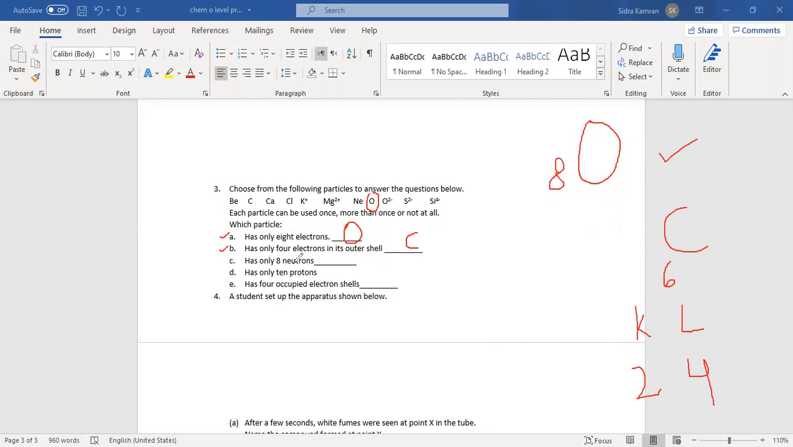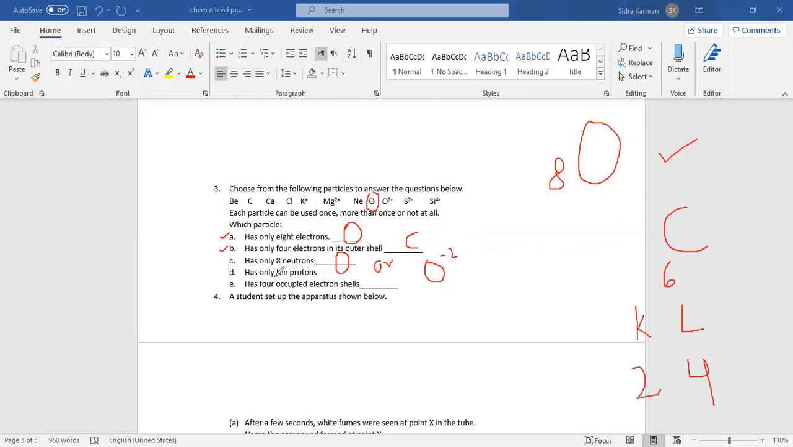Next is C, has only 8 neutrons. So which one of the following has 8 neutrons? You can write here oxygen, or O minus 2. In both cases, the number of neutrons is 8. Both have the same number of neutrons, but there is a change in the number of electrons. Oxygen atom or oxygen ion, both of them have the same number of neutrons. So you can write any one.